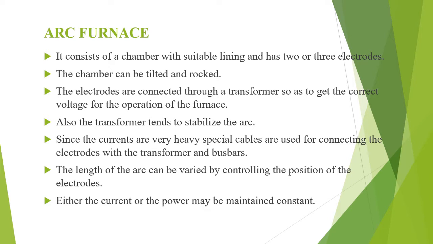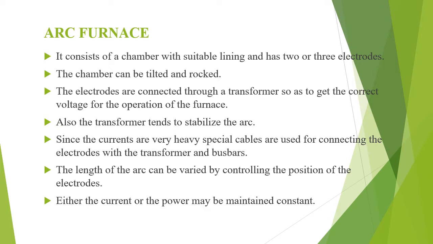The electrodes are connected through a transformer so that they get the correct voltage for the furnace operation. Also, the transformer will tend to stabilize the arc. Since currents are of high order, special cables are used to connect the electrodes with the transformer and bus bars. The length of the arc can be varied by controlling the position of the electrodes. Either the current or the power can be maintained constant.